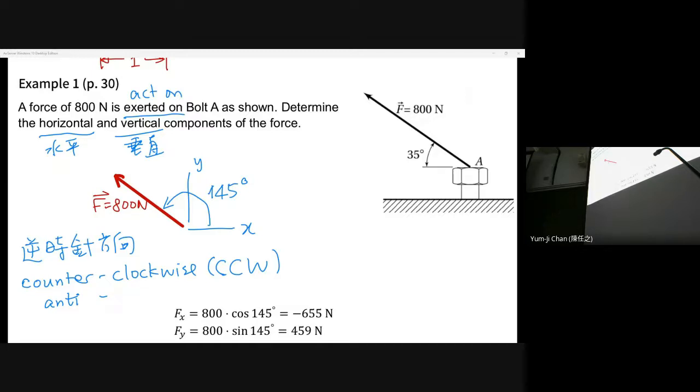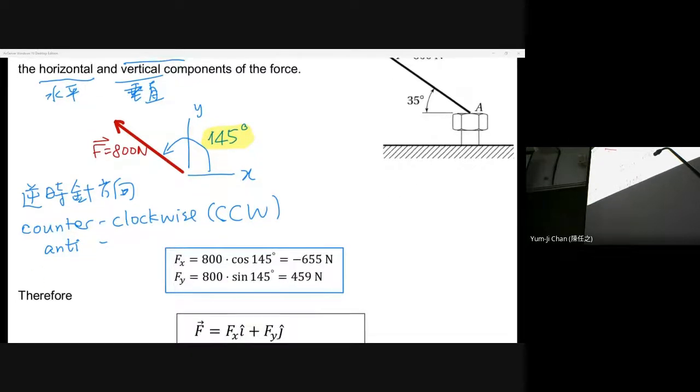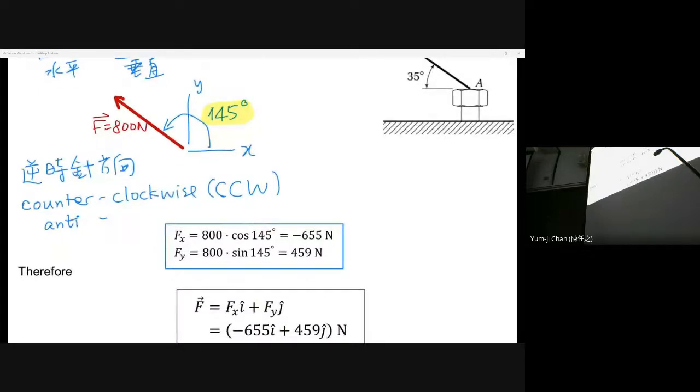So the horizontal and vertical components of the force are these two. Once you remember that it is 145 degrees, I think you will get the other things right. Or we will say F is equal to Fx i plus Fy j is equal to this one. I think this should not be a problem to you.